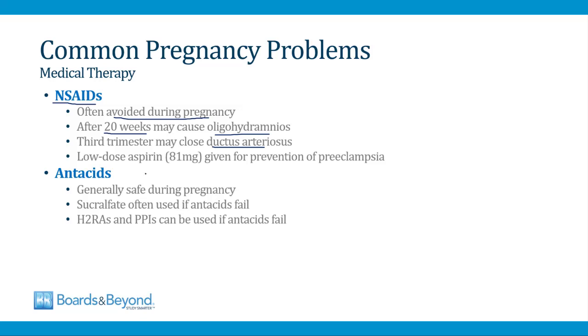And then even though we generally avoid NSAIDs in pregnancy, you should be aware that low-dose aspirin 81 milligrams is given for prevention of preeclampsia in high-risk women, and I talk about this in another video.